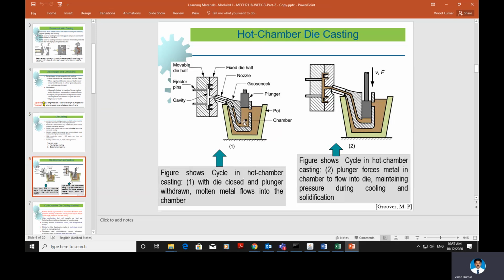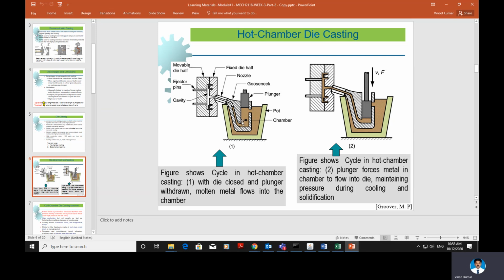You can see here this is a hot chamber, and these are the fixed die and movable die. The fixed die cannot move, and the movable die can be separated. There are ejector pins and there is a cavity. When the fixed die and movable die are connected together, we get a cavity. This cavity will have the same shape as the product to be produced.